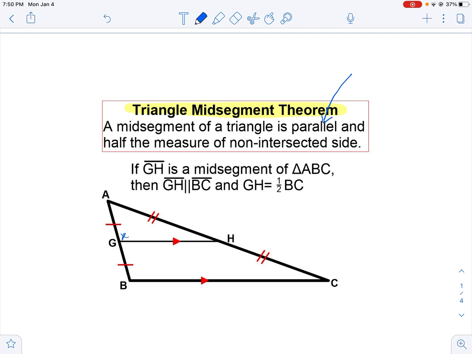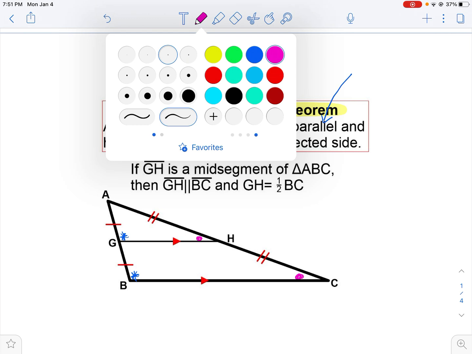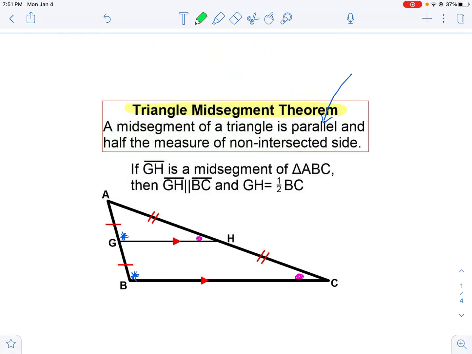So I know that this angle right here corresponds to this angle here. I also know that this angle over here would correspond to this one down here. And I also know, let's see if I can find a different color, that angle A is in two triangles. So I've got similar triangles going on here. So if I've got similar triangles, then I know that the corresponding angles are congruent.